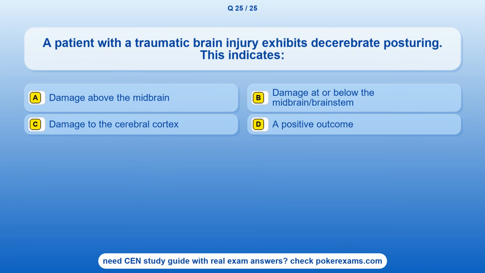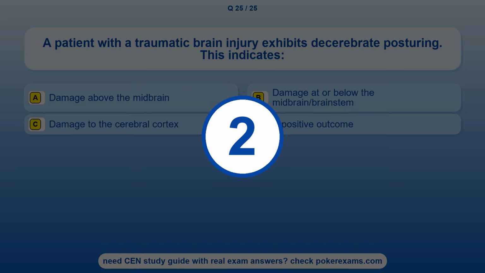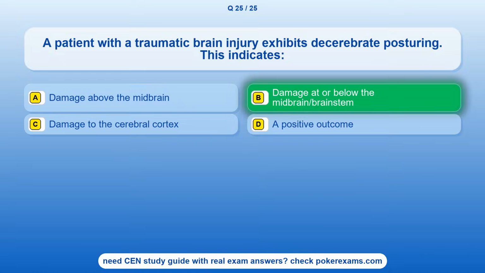Question 25. A patient with a traumatic brain injury exhibits decerebrate posturing. This indicates option A, damage above the midbrain. Option B, damage at or below the midbrain/brainstem. Option C, damage to the cerebral cortex. Option D, a positive outcome. The correct answer is option B, damage at or below the midbrain/brainstem.